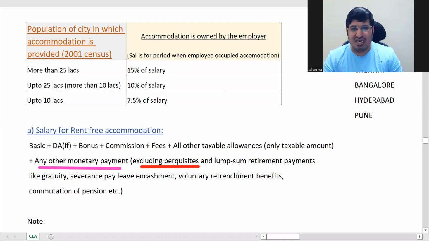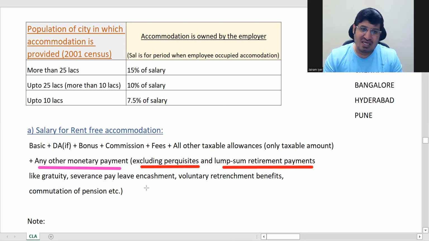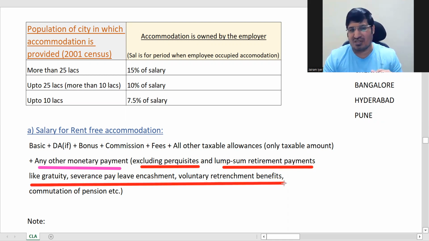Okay, aur ye last jo hai na, jo hamara retirement benefits humne padhe the. Correct, your gratuity or aapka commuted pension, leave salary, all that jo retirement mein milta hai, jo lump sum mein milta hai, right? Ye wo sab hai. ठीक है, ये सब नहीं लेना है बस. ठीक है, कम्यूटेशन ऑफ पेंशन, ऑल दिस थिंग, ये सब लमसम रिटायरमेंट बेनिफिट्स. ठीक है, तो बस इतना ही है.